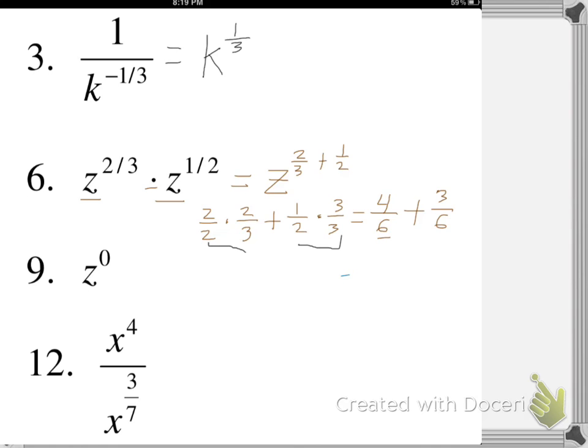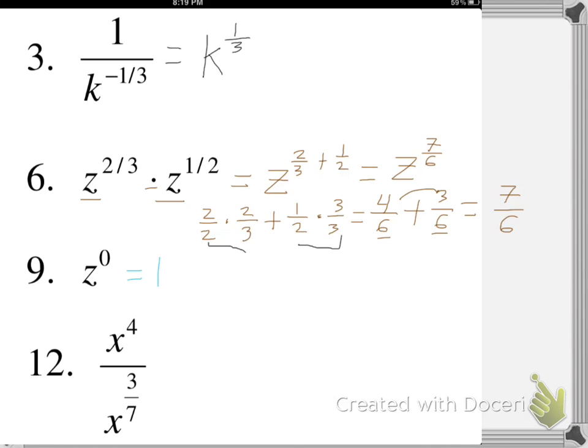Okay, so now we can add the numerators. We have a common denominator. So that's 7 over 6. We don't add the denominators, we just add the numerators, or the top ones. So there you go, 7, 6. So we can rewrite this as z to the 7 over 6. And that's it. We're going to talk about z to the 0.